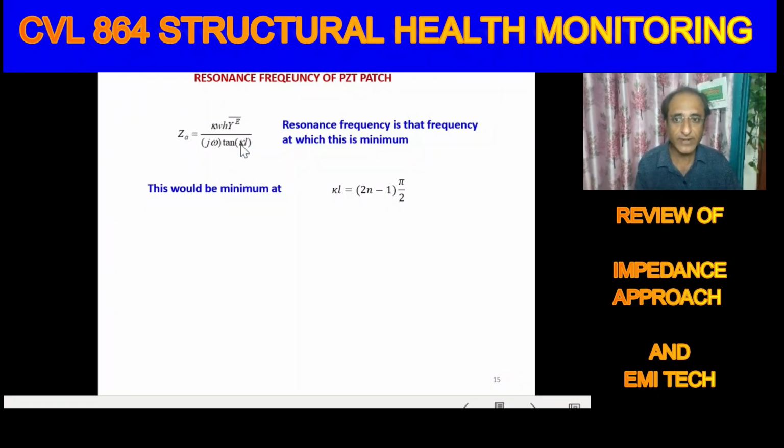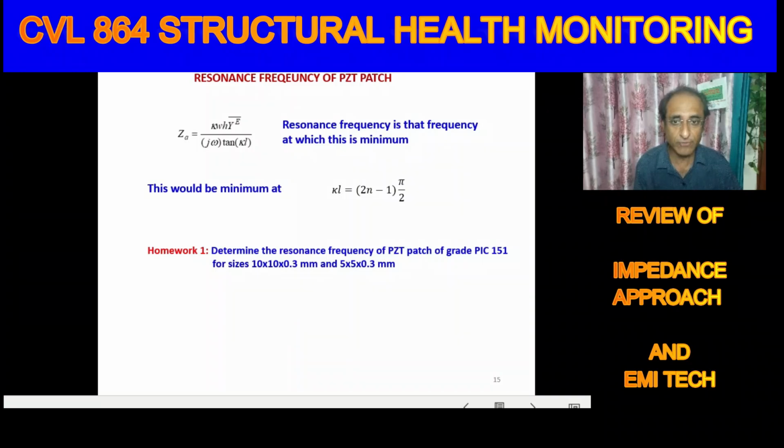If tan δ is infinite, at that point Z_A will be almost 0. So which is that frequency? That frequency will be the frequency which is in multiples of pi by 2, 90 degrees to 270 degrees and so on. So that's how we can obtain the resonance frequency of the piezo patch.